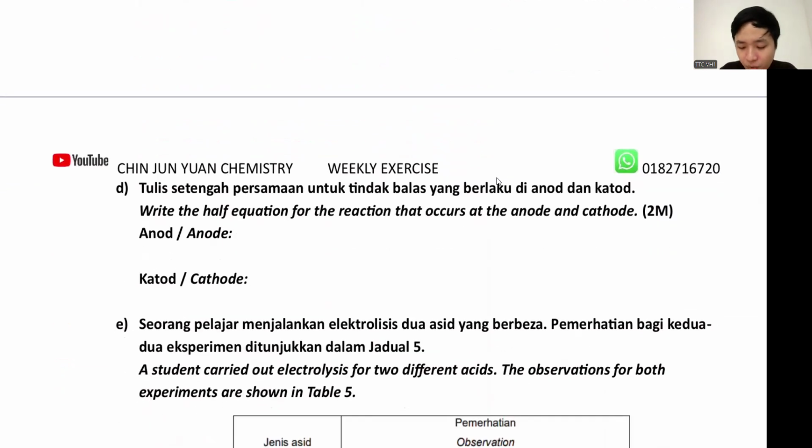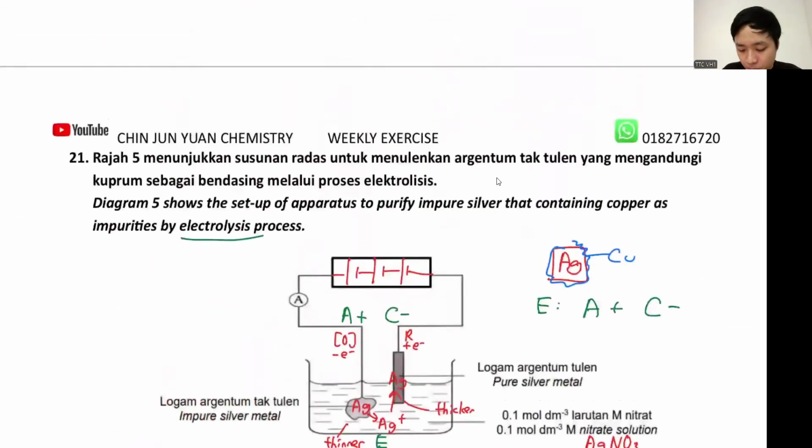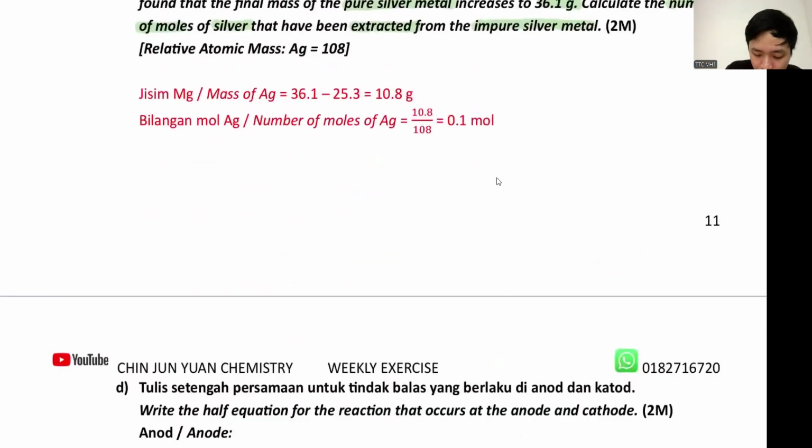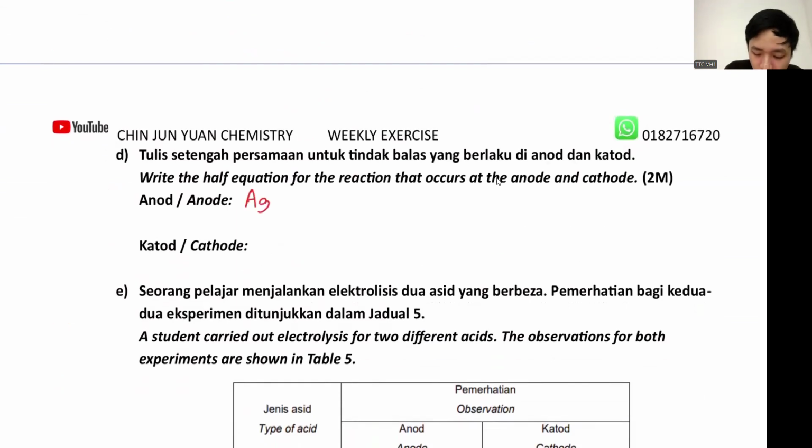Write the half equation for the reaction that occurs at the anode and cathode. So what happened to anode? Very simple. Just now I told you, right? Silver will donate electron, become silver ion. So literally, you can just write Ag arrow Ag plus donate 1 electron. So you always throw the electron to the other side.